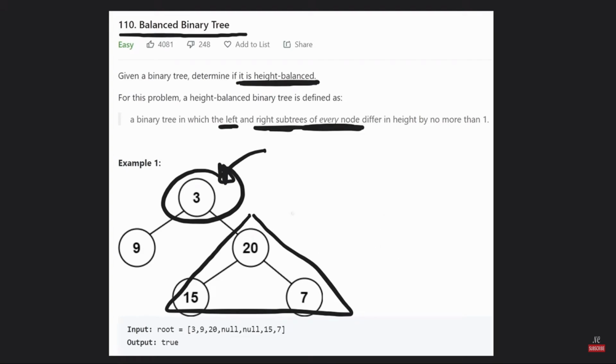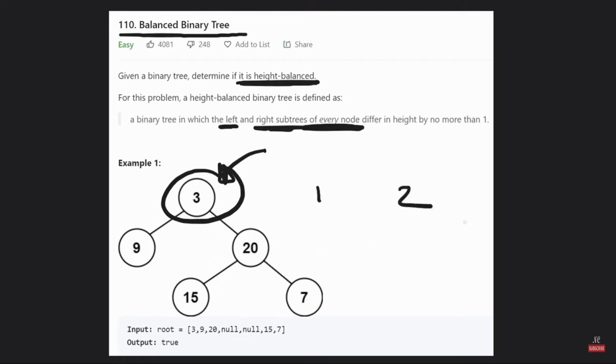So then the left subtree has a height of 1, the right subtree has a height of 2. The difference is at most 1, right? Because if we take the absolute value of the difference, we get 1. So we'll say the difference is 1. So we just did that for the root node, but we have to do that for every single node to make sure that the left and right subtrees of every single node differ by at most 1.